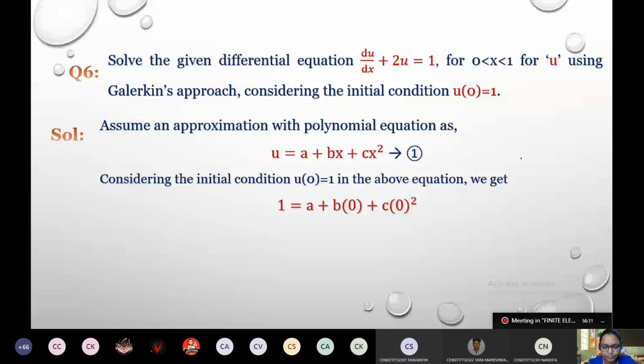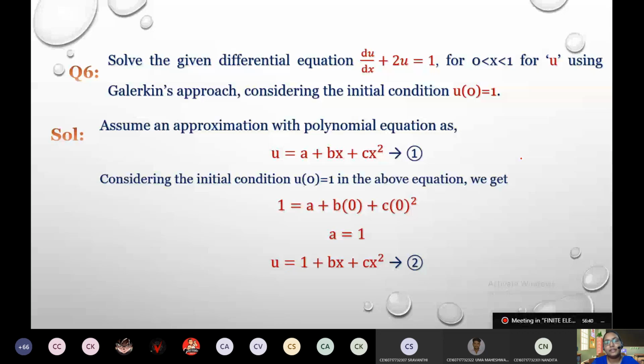Okay, ma'am. Right. Now, substituting the value of x is equal to 0 and u is equal to 1, because at x is equal to 0, the value of u is 1, we are going to have an answer for a. A is equal to 1. So the equation number 1 can be rewritten as u is equal to 1 plus bx plus cx square.